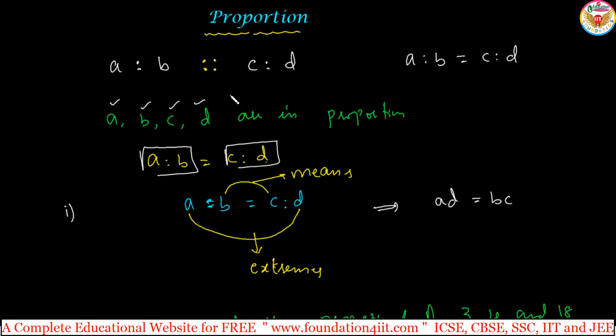A proportion is the equality of two ratios. Simple. Equality of two ratios. Whenever two ratios are equal, the first, second, third, fourth terms are in proportion. Now let us see the concept of continued proportion in this topic.